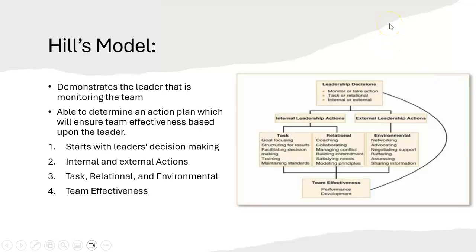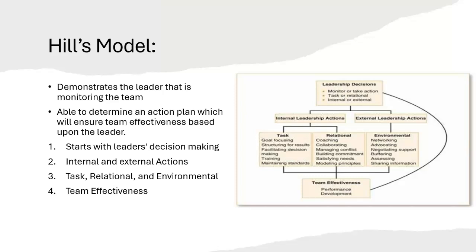First, I broke down the Hills model into 2 bullet points, and then into 4 other bullet points, as it is broken down in the picture here. First, it demonstrates a leader that is monitoring the team. Secondly, it is able to determine the action plan that will ensure team effectiveness based upon the leader.